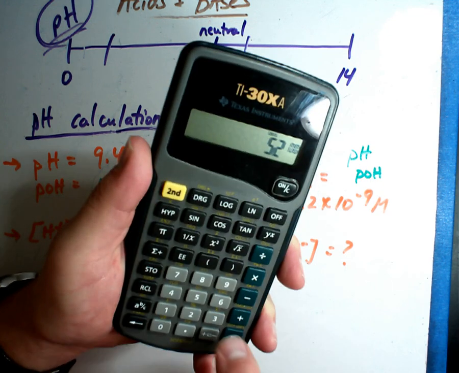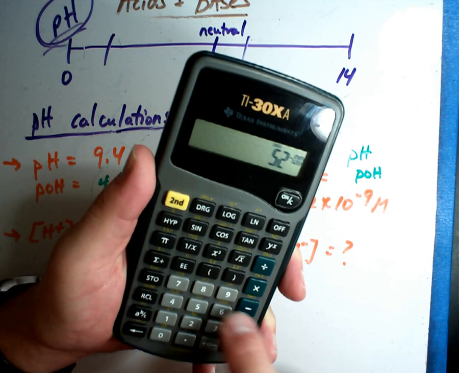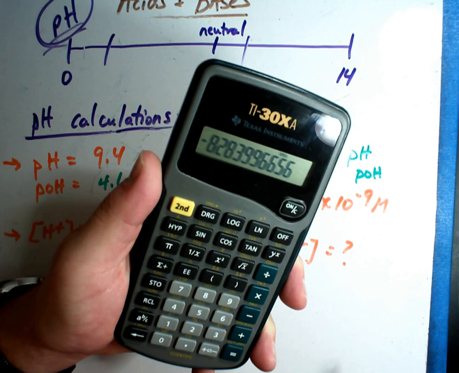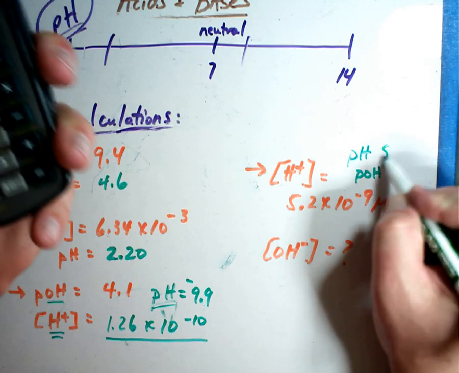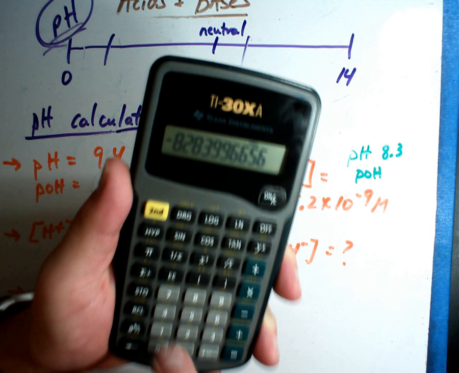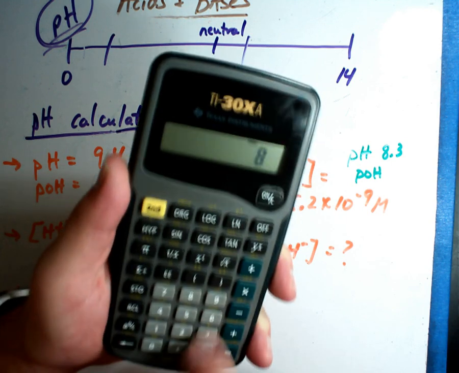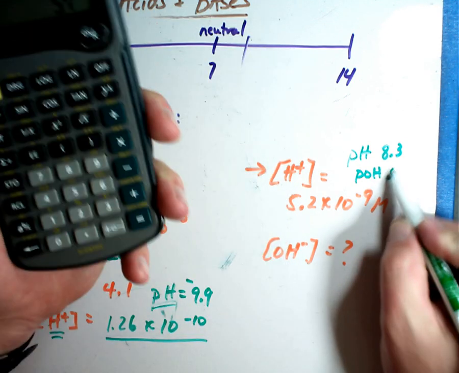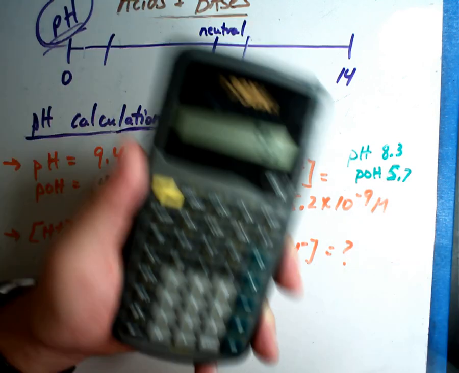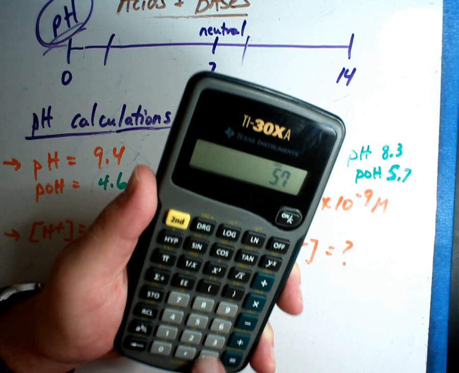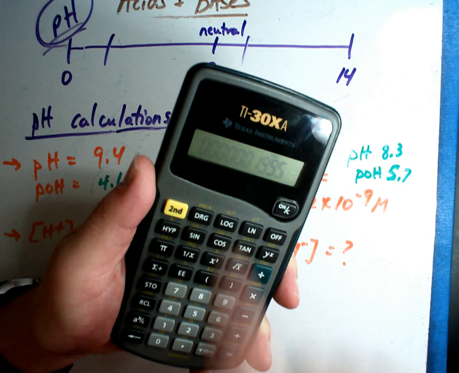5.2 times 10 to the negative 9th. Log key, that's at 8.3. So my pH was 8.3. To get pOH, I'm going to take 14 minus 8.3. Answer 5.7. Now I'm going to take that 5.7, put the negative back on it, do 10 to the x.